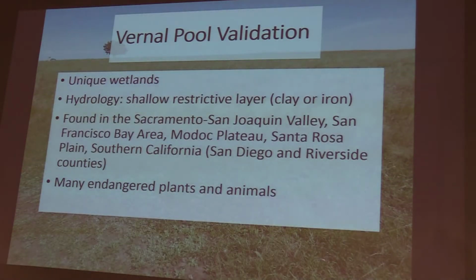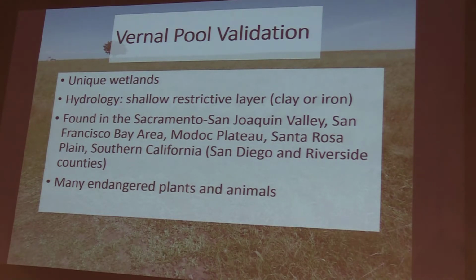So finally, I want to move on to vernal pools. Vernal pools are really unique, special wetlands. They're characterized by a shallow restrictive layer, usually clay, but sometimes iron or another substrate that causes shallow groundwater to pond during the rainy season. And then they dry down during the spring. They're found in particular locations throughout the state. They're not really ubiquitous across the state.